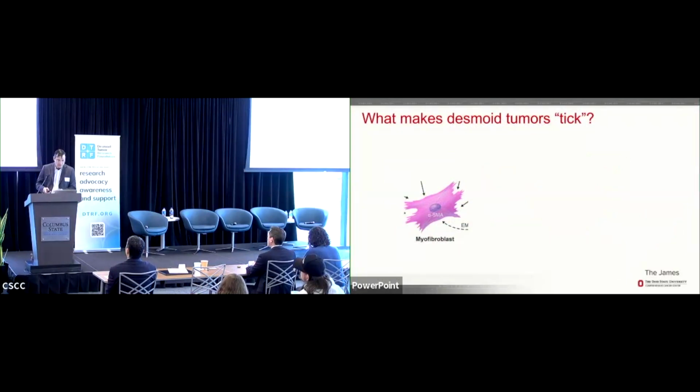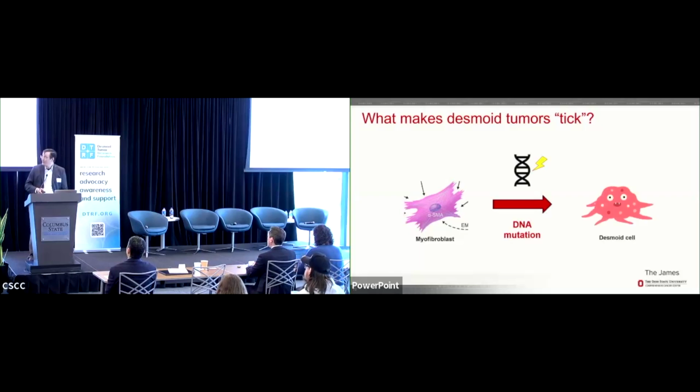So what makes desmoid tumors different? What makes them tick? What do we understand about the basic biology? We know that there are mutations that occur in these myofibroblasts, right? What causes those mutations? There's still a lot of active research in terms of those questions, but these are not healthy, normal myofibroblasts. So if you mutate a myofibroblast, you get a desmoid cell. That's exactly what they look like. I think our pathologist can tell us exactly under the microscope. You know a desmoid when you're looking at it.